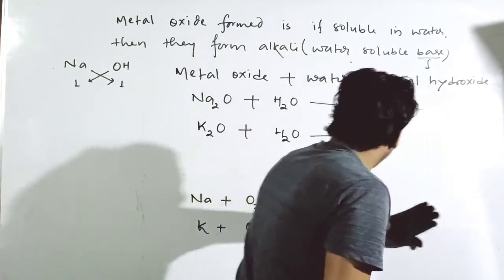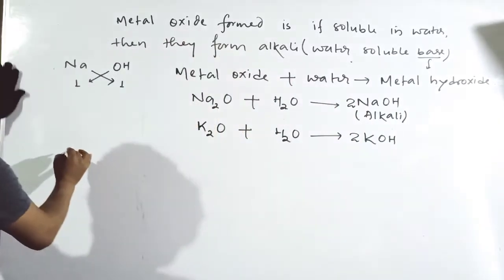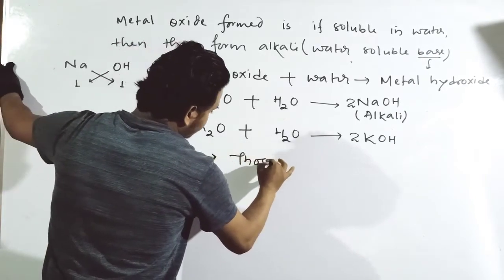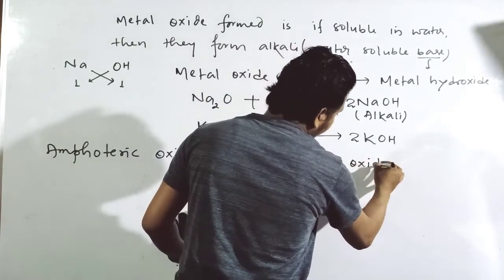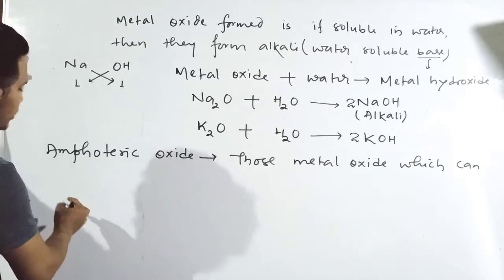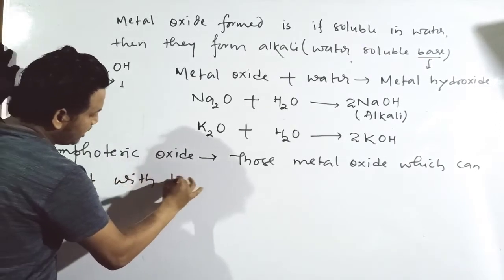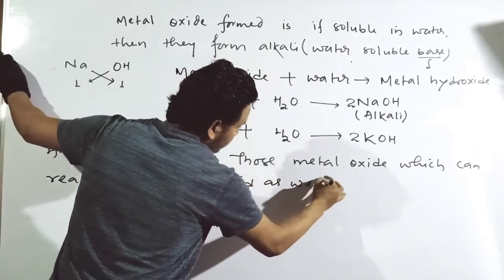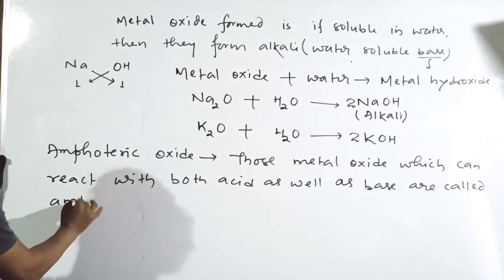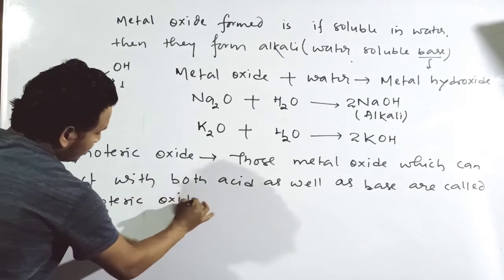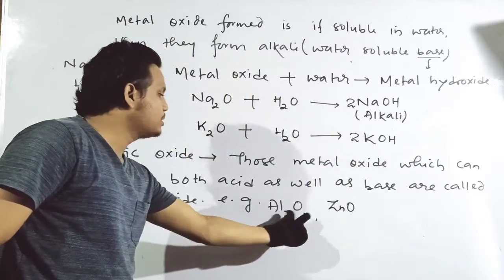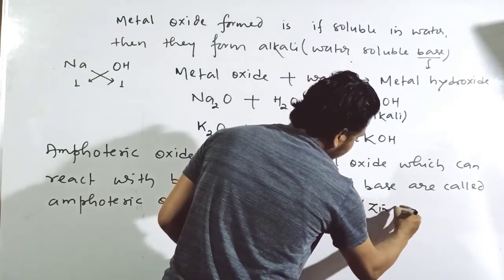They are called amphoteric oxide. So we can say that amphoteric oxide means those metal oxides which can react with both acid as well as base. They are called amphoteric oxide. For example, aluminium oxide, Al2O3, and zinc oxide, ZnO. These are the examples of amphoteric oxide.